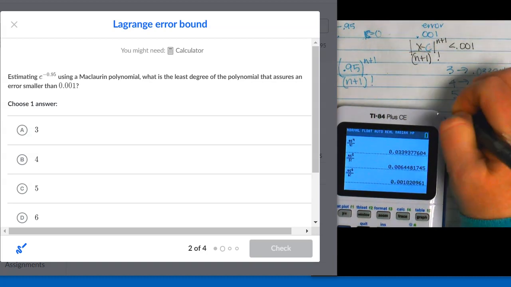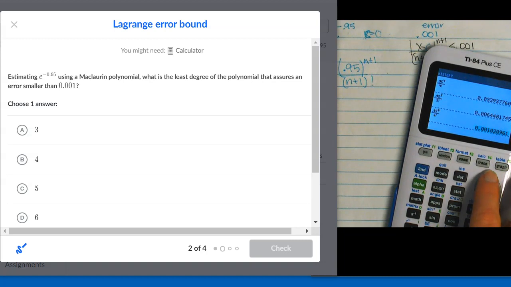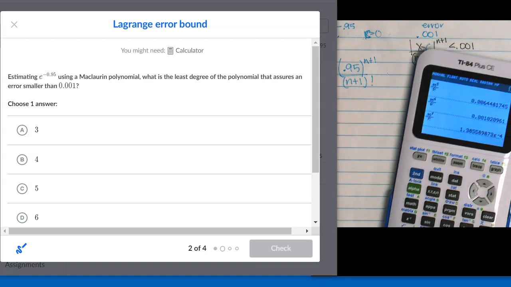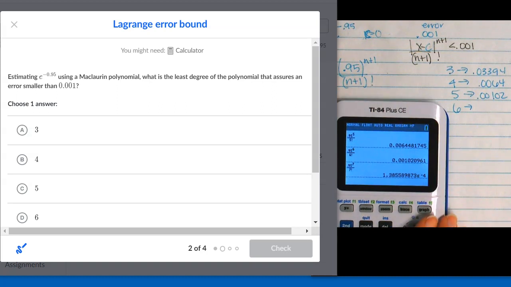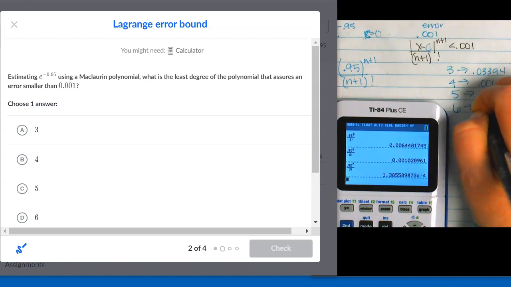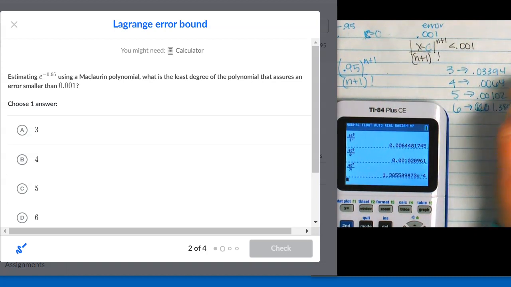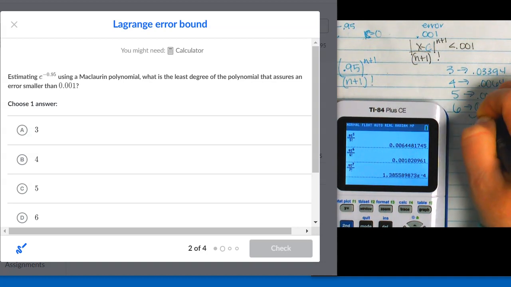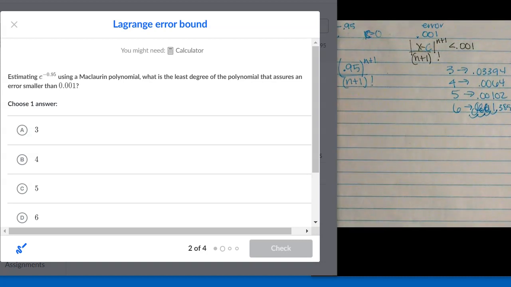And so now I need to go 6, which is definitely going to be cool. And that's actually going to be 7 over 7 factorial. And I've got enough zeros there that I'm good. 1.3858, and then 1, 2, 3, 4. 1, 2, 3, 4. 1, 2, 3. There we go. So that's cool. So 6.